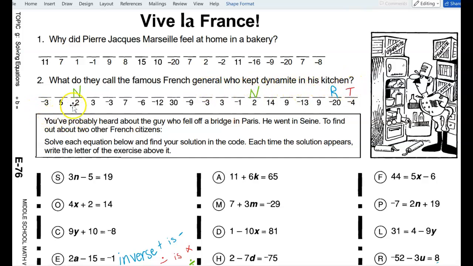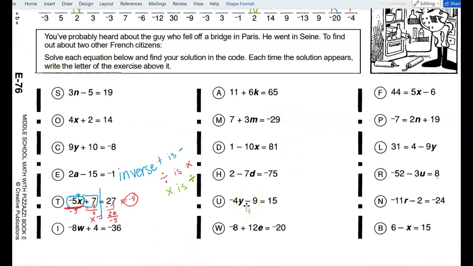Let's see. Okay, so I need to find some more twos. There's a two. So that's going to be N. And we need to find some more negative 20s. Do I have any negative 20s that I didn't see before? There's an R. And how about negative 4? Negative 4. Nope, I don't see any. Okay, let's keep going. I'm doing all the ones that have the negatives in front of them, by the way.